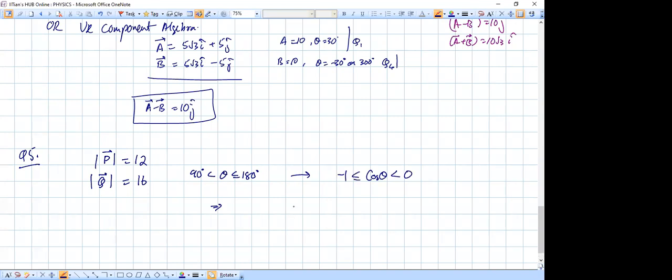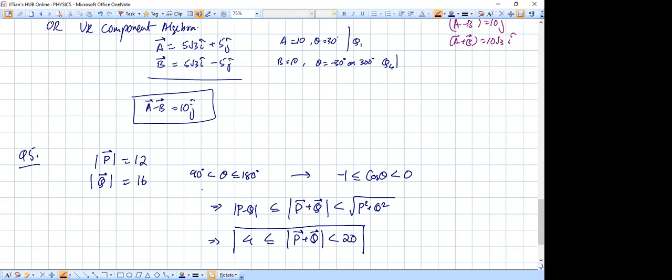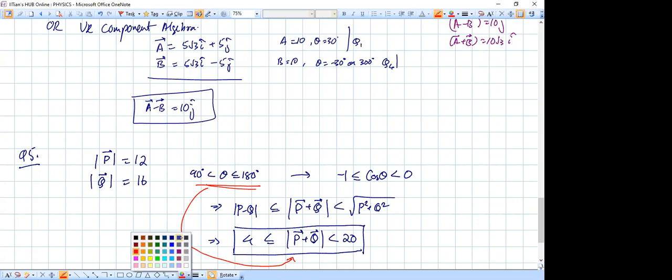So what we can say about mod P plus Q, it is less than root of P square plus Q square, but obviously it is always greater than the difference of their magnitudes. So the difference of 12 and 16 in magnitude is 4, and this hypotenuse by them is 20. Okay, so this is the information that we know about them. From the fact that the angle is obtuse, we now know this information. Okay. So now again, just check the options.